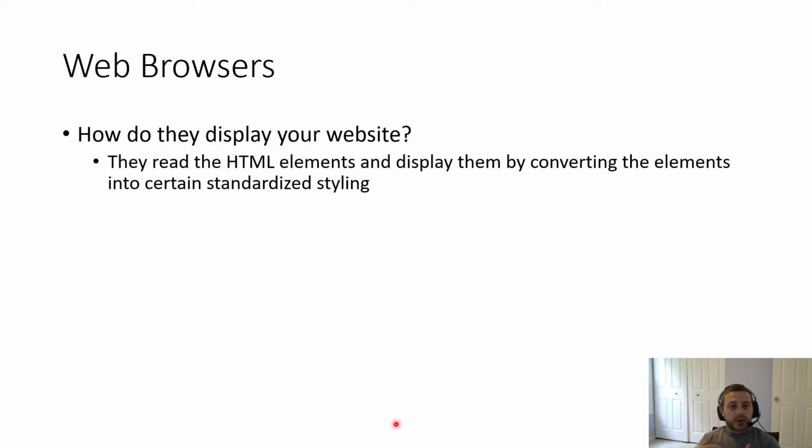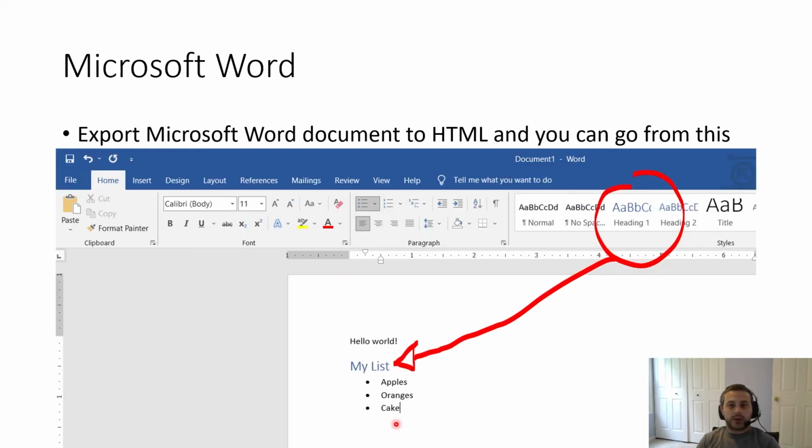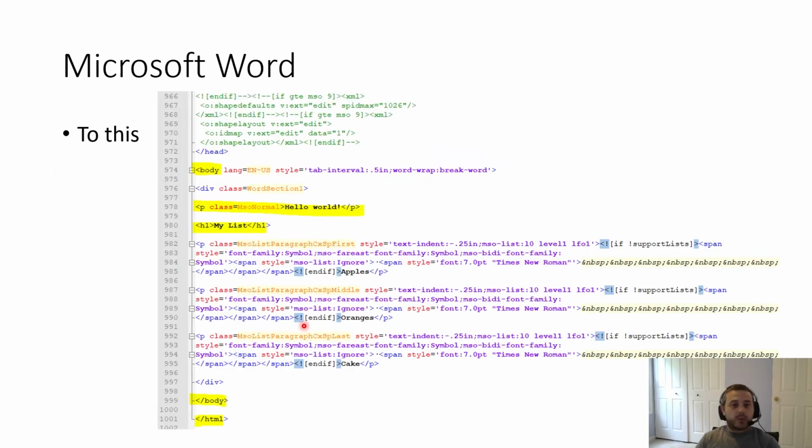So what do web browsers do? They display our HTML code. They read the HTML elements that you put in your source code, and they display them by converting those elements into a standardized way of reading it, standardized styling. So think about it like Microsoft Word. In Microsoft Word, let's say I wrote this, for example, right? This is just a regular paragraph. This is a header, and here we have a list. If I export this Microsoft Word document to HTML by clicking Save and then Save As, and then I select HTML in there, this is what it exports.